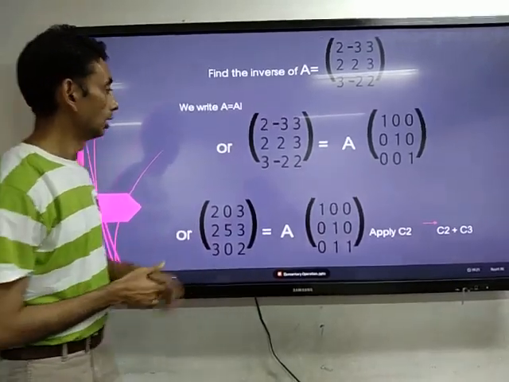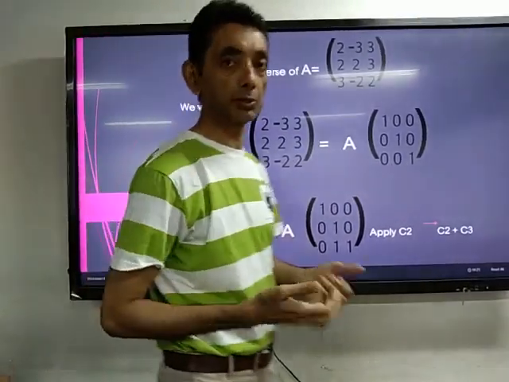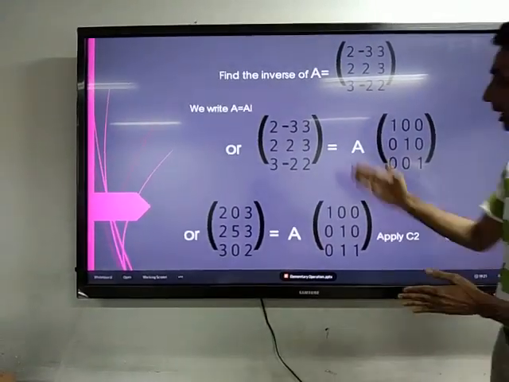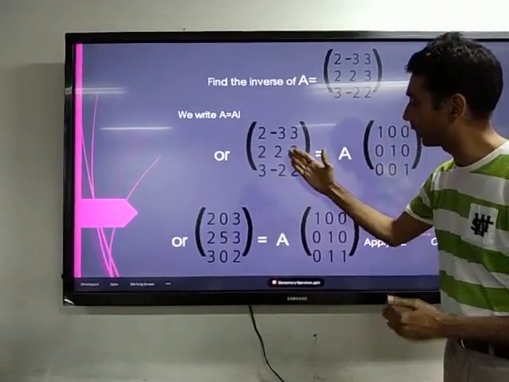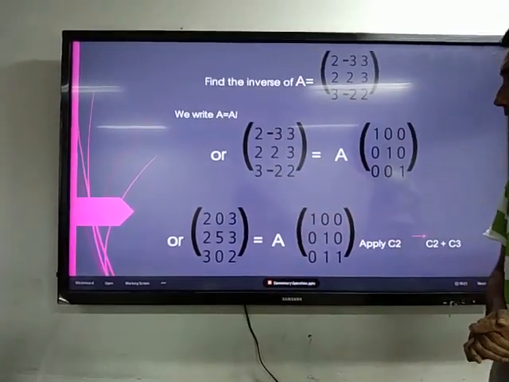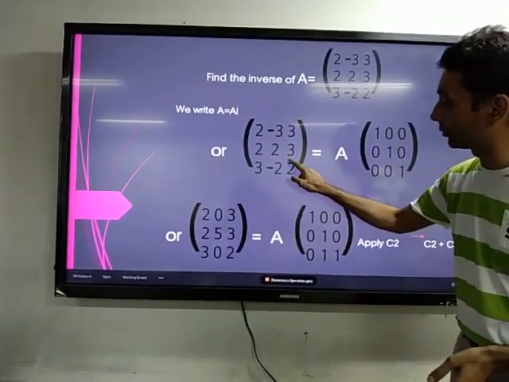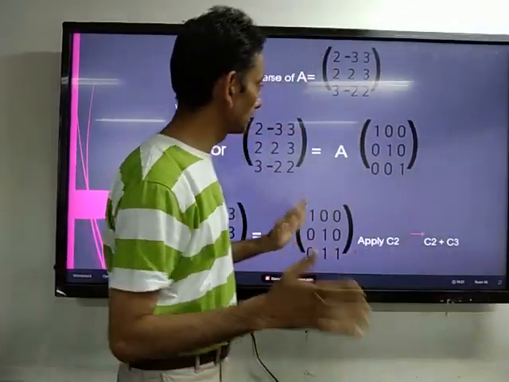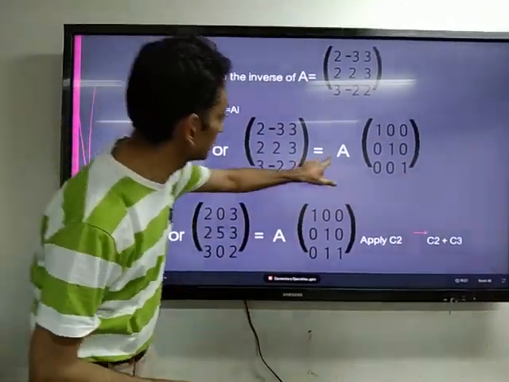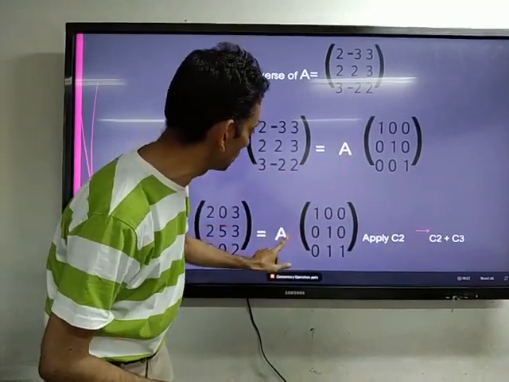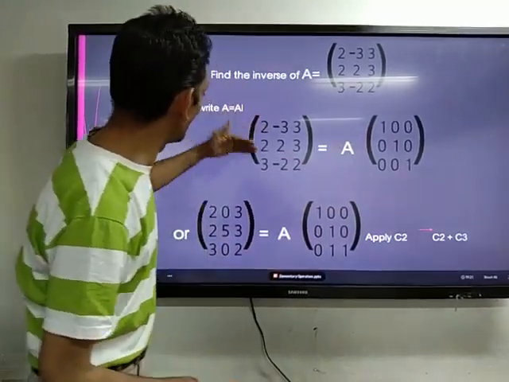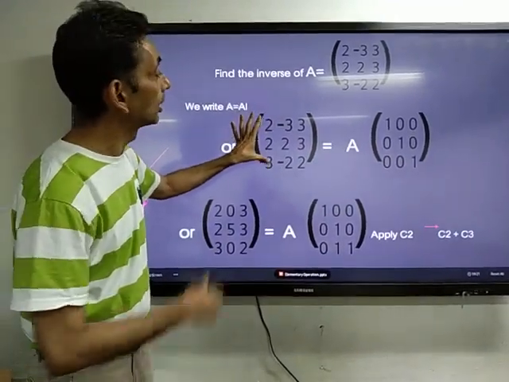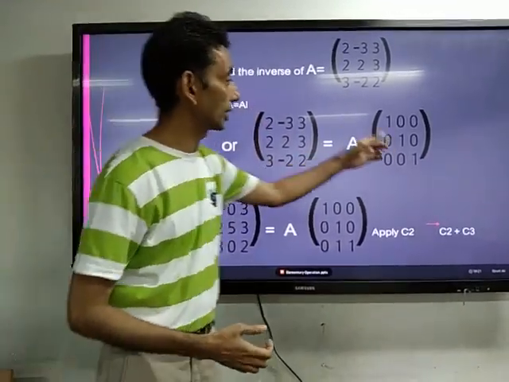Now what steps will we follow? Our objective is that, with the help of certain elementary column operations, we convert the left hand side matrix to an identity matrix. And you don't need to worry about the right hand side. You keep writing matrix A, and the moment you operate some elementary operation on the left hand side, the same rule is followed on the right hand side.